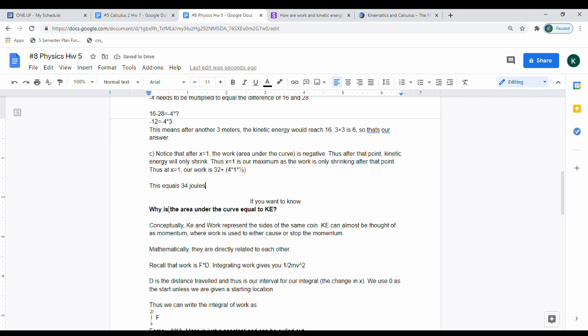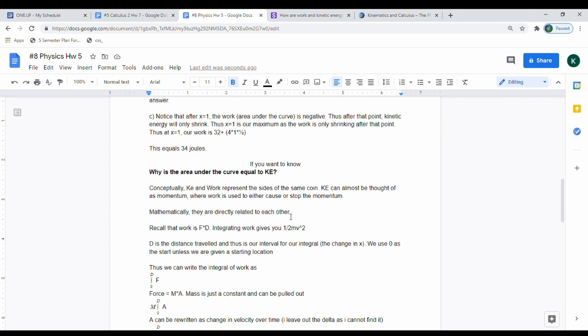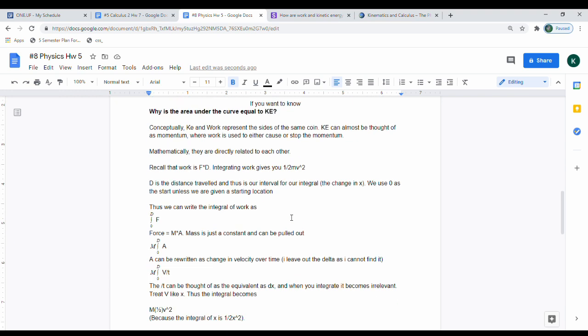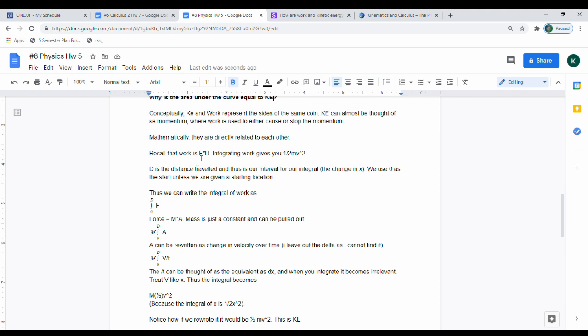But if you want to know why the area under the curve is equal to KE, well, conceptually, kinetic energy and work are the same thing. Kinetic energy is kind of like the momentum of it almost, while work can either cause or stop it. But mathematically, they're directly related to each other. So how I'm going to prove it. Work is force times distance. We all know that. And the area under the curve for any equation is the integral. So when you integrate force times distance, you will get 1/2 mv squared.